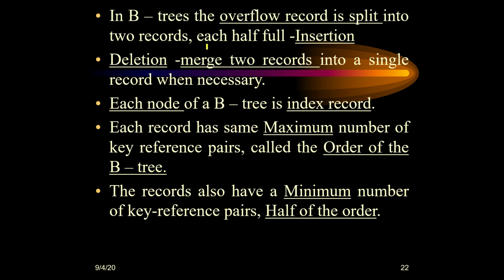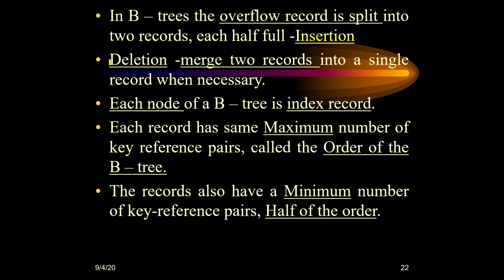So what happens in a B-tree? Consider that an overflow of a record happens. If a record has a size of maybe 4 and we need to add one more data to the first record, what happens? Usually we split the record into 2. Consider it has 4 keys; it will be divided into 2 records with 2 values each, and then we add the key to the respective record. This is in the case of insertion.